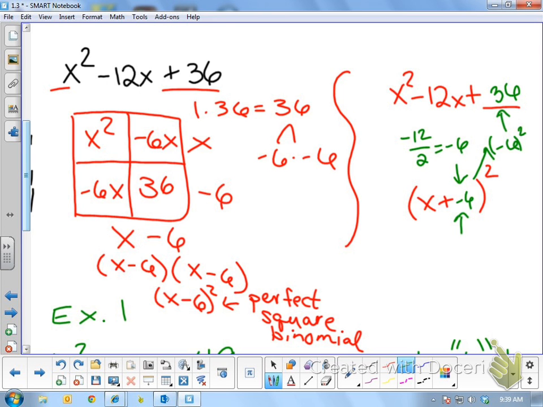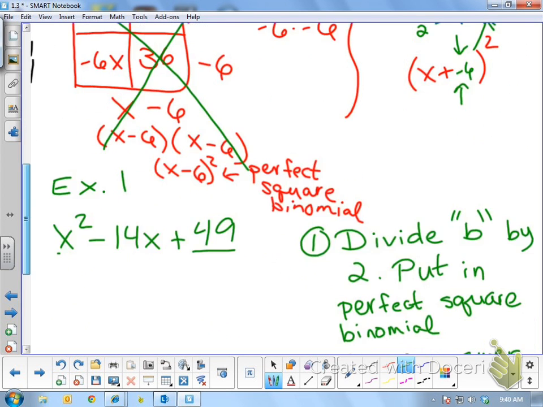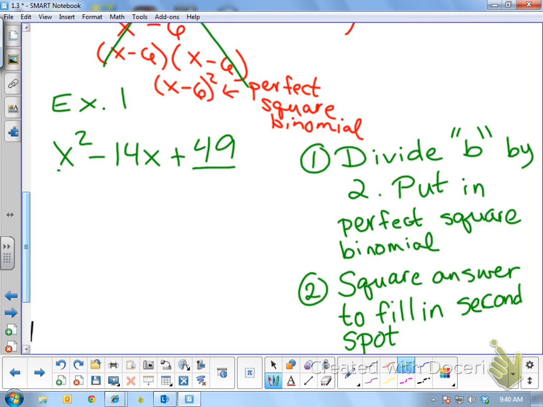Now, the whole reason we looked for a pattern is so that we can skip this box method. We looked for a pattern so that we don't have to go through this whole process. We just eliminated all of that. It's not pointless. It saves you a lot of work. Okay? So let's try one where we don't have the answer.